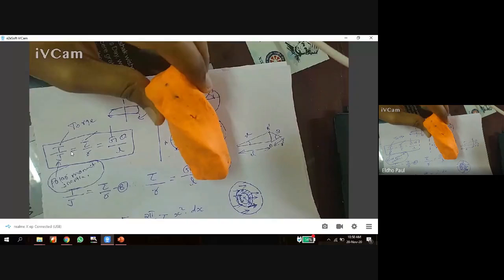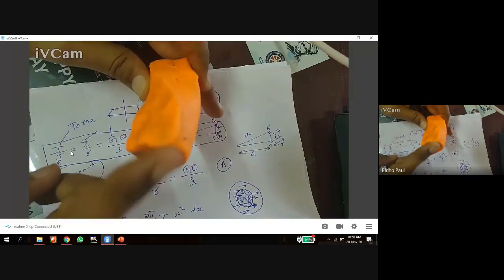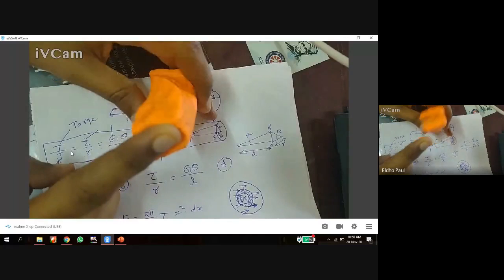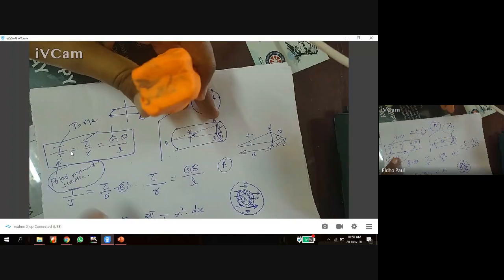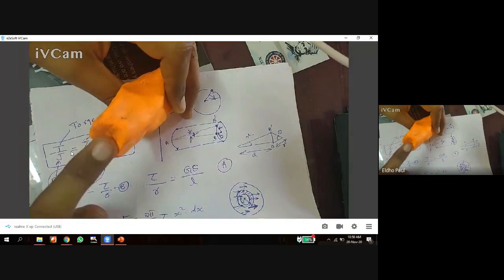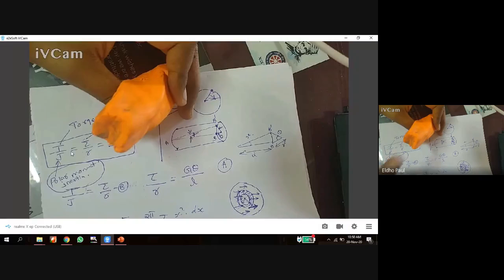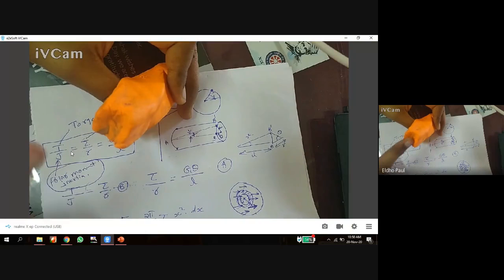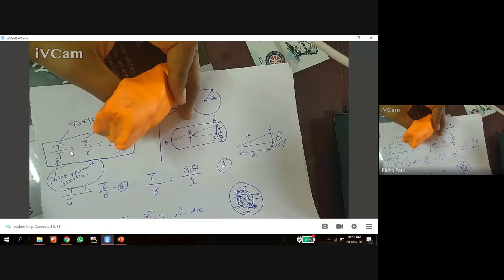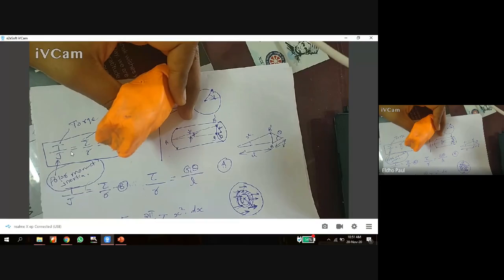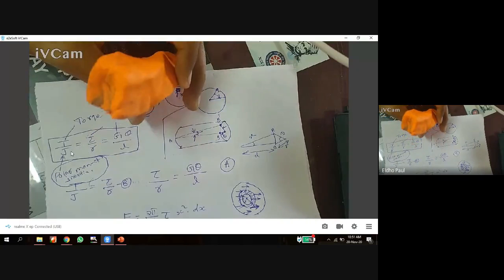how this cross section behaves is a cross sectional property. The polar moment of inertia for a circular cross section is equal to pi d raised to 4 by 32. Or if it is a rectangular cross section, it has another value. So by varying the cross section, we vary how much resistance this body offers against torsion. The resistance offered by a cross section of a body against torsion is represented by this polar moment of inertia.